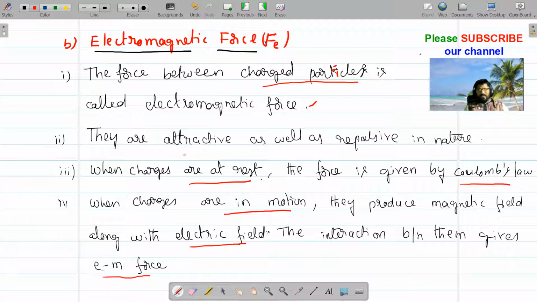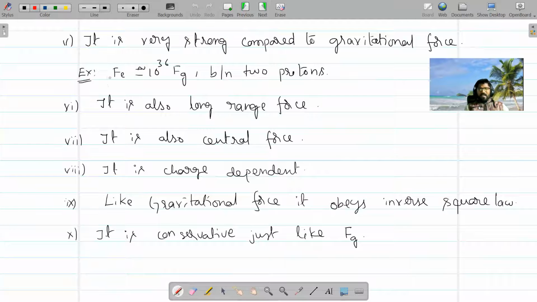And these forces between charges can be either attractive or repulsive depending on the nature of the charge. You might already have studied in your lower classes that the electrostatic force between any two unlike charges is attractive and between two like charges is repulsive. So electromagnetic forces can be attractive or repulsive. Got it?